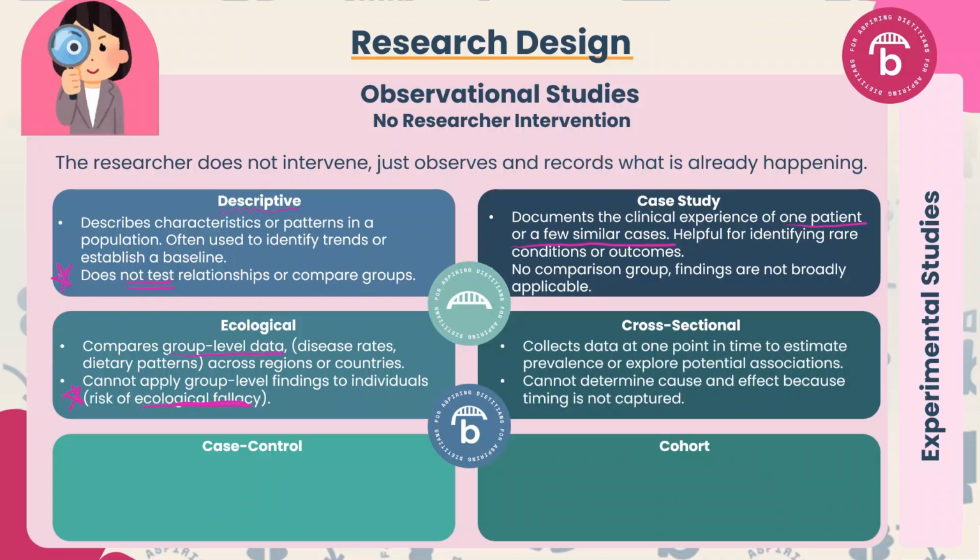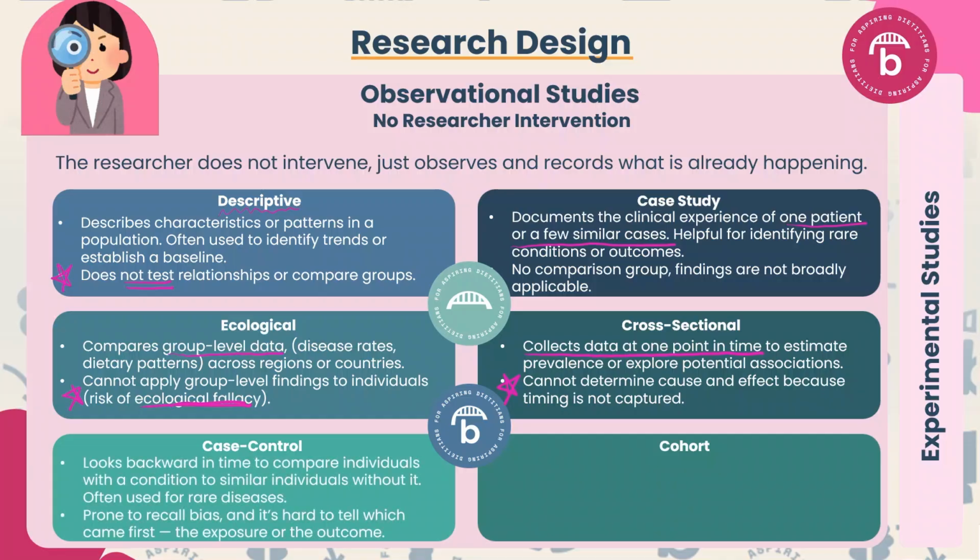Cross-sectional studies are like a snapshot in time. They're great for estimating how common something is, like how many people have low vitamin D. But since everything is measured at once, we can't say what came first. Is vitamin D causing poor health, or do people with poor health just spend less time in the sun? It's a chicken and egg problem, and cross-sectional studies cannot get around it.